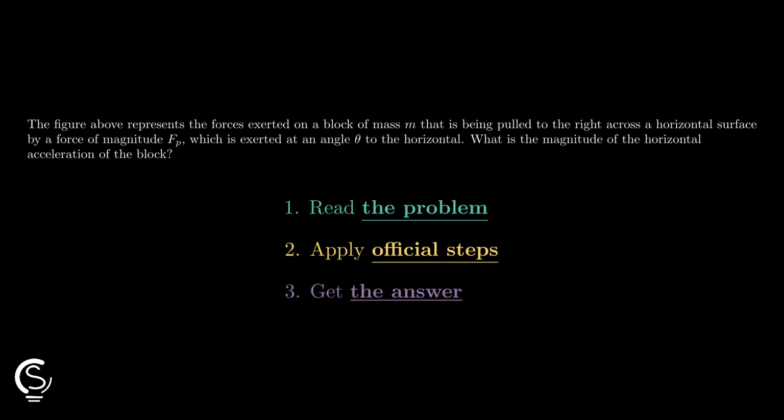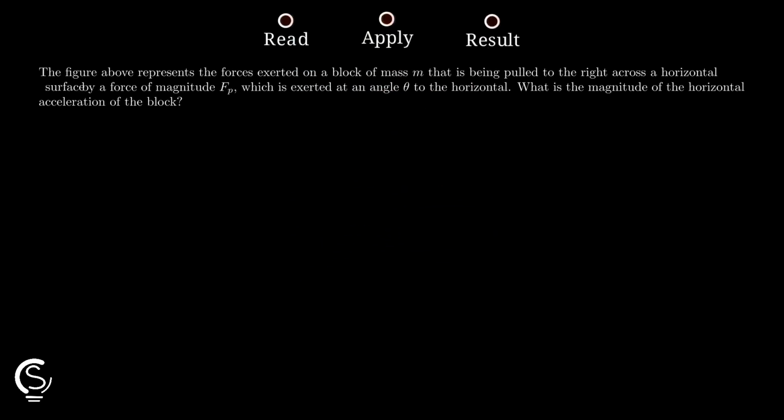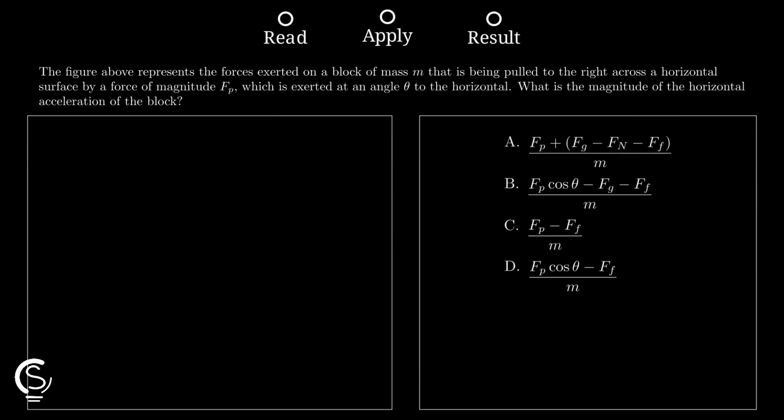Finding the horizontal acceleration of this block is actually super fast if you focus on the right forces. Let's break this down together right now. First, we need to isolate the forces acting specifically in the horizontal direction. Since the pulling force is at an angle, we must use the cosine component to find its horizontal strength.